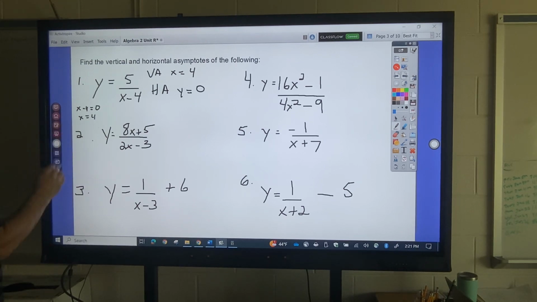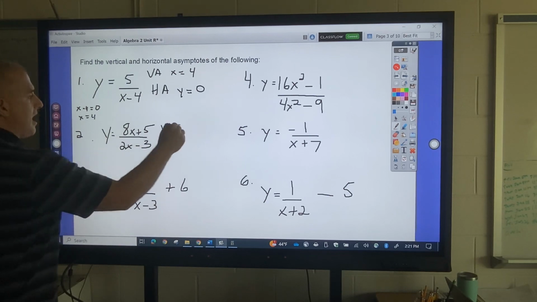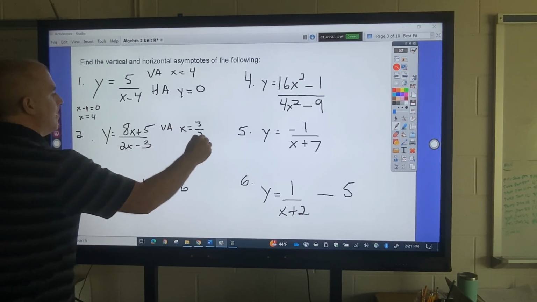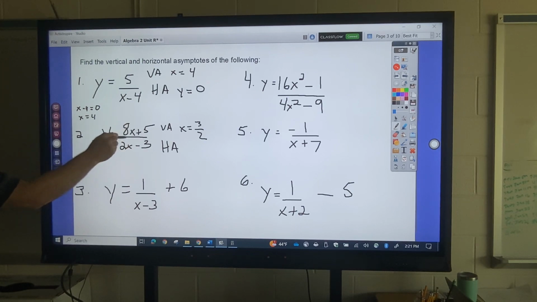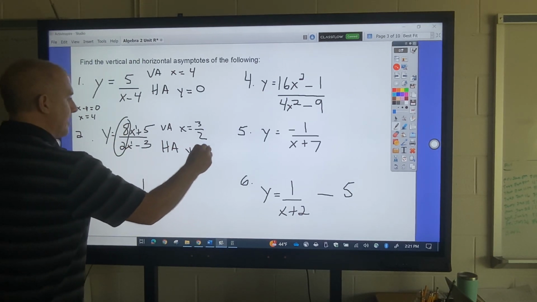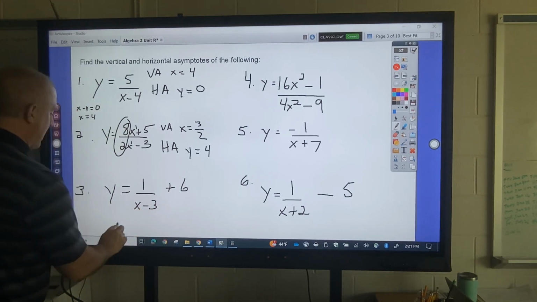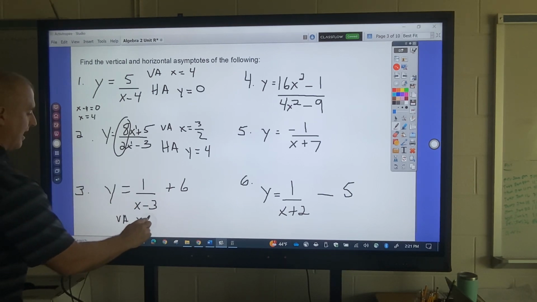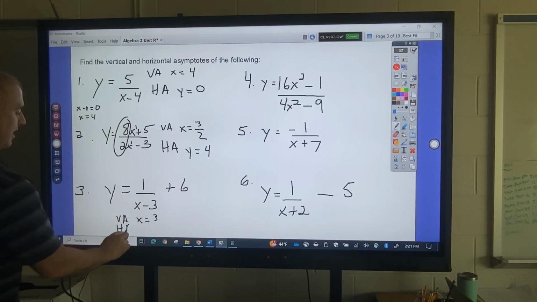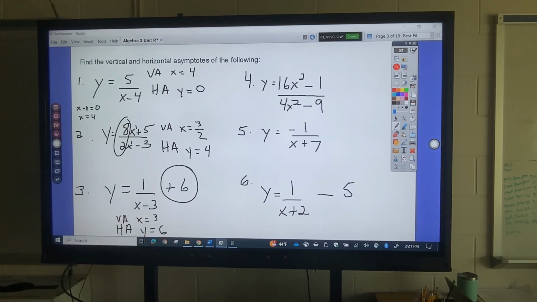This one, my vertical asymptote, if I solve that denominator, would be 3/2. My horizontal asymptote, what scenario do I have? 1 and 1 for the exponent, so I have a tie. So I divide those, and I would get y equals 4. This one, I have the inverse function. My vertical asymptote is solved the same way: I solve that denominator, which would be x equals 3. My horizontal asymptote is just going to be this, so that's going to be y equals 6.